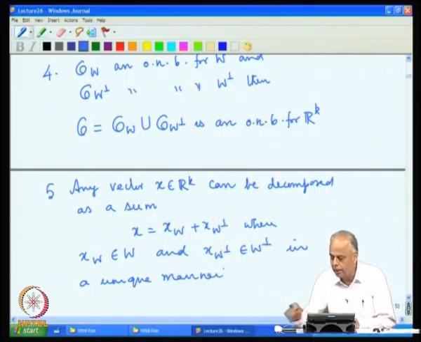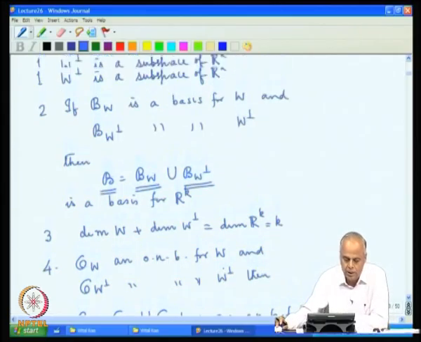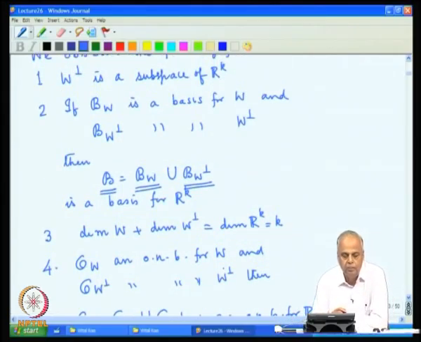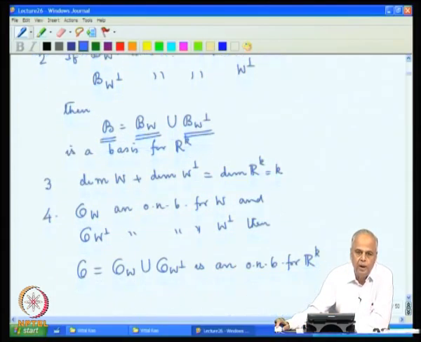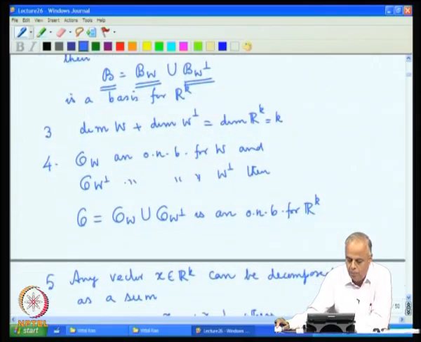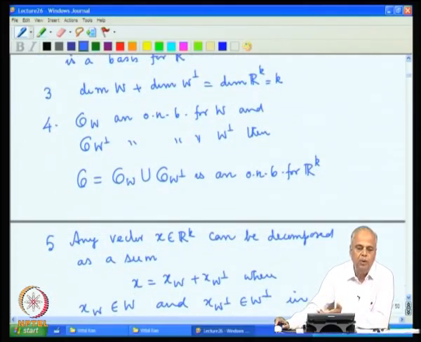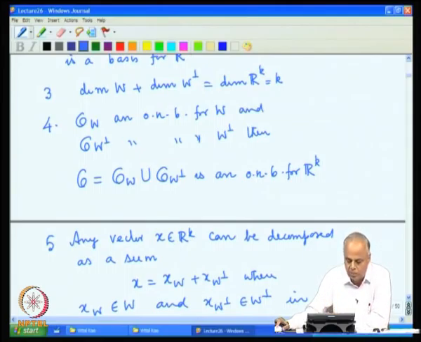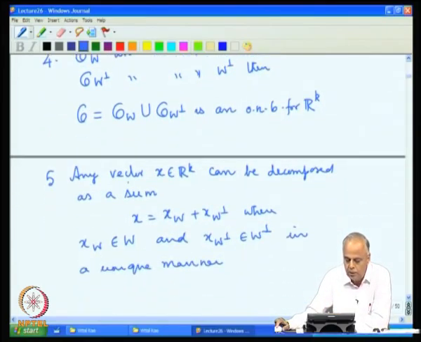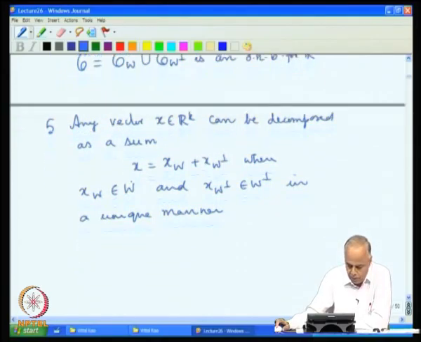So, what really matters here is that the basis for the whole space can be split into the basis for W and the basis for W perp. The orthogonal basis for the whole space can be split into an orthogonal basis for W and an orthogonal basis for W perp. This allows us to split a vector into two parts, one part coming from W and the other part coming from W perp.